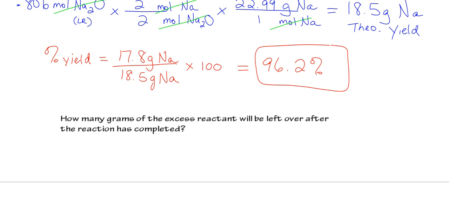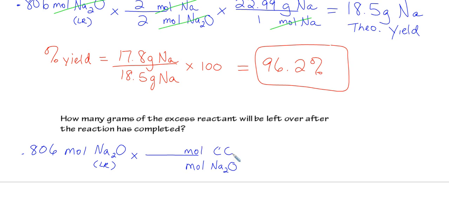We start with our limiting reactant. It determines not only the amount of product formed, but also the amount of the excess used. So these calculations look real similar. We'll cancel moles of sodium oxide. But this time we're going to switch it over to the excess, the carbon monoxide. This was a 1-to-2 ratio. Moles of sodium oxide out.